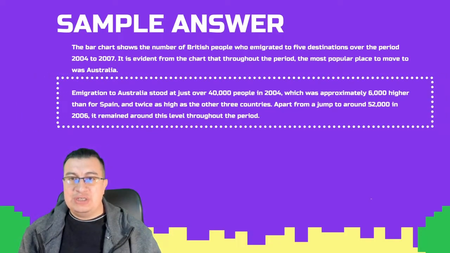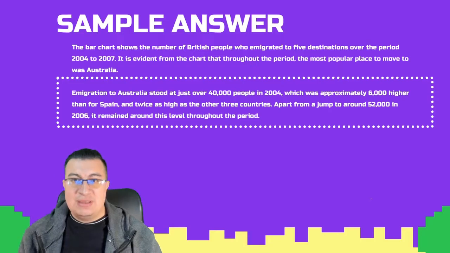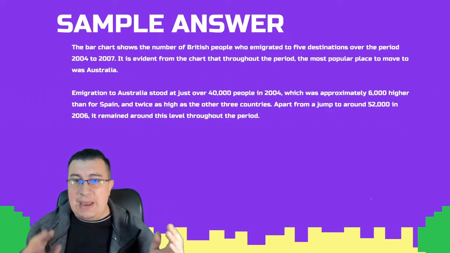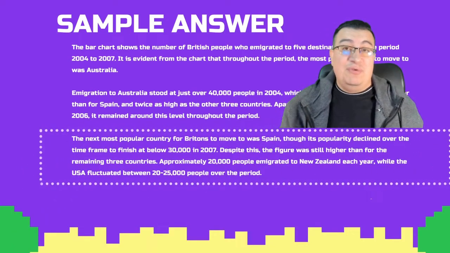Emigration to Australia stood at just 40,000 people in 2004, which was approximately 6,000 higher than for Spain, and twice as high as the other 3 countries, apart from a jump around 52,000 in 2006. It remained around this level throughout the period. So that's it. I'm focusing on Australia and presenting the other ones. I have to move here, sorry.